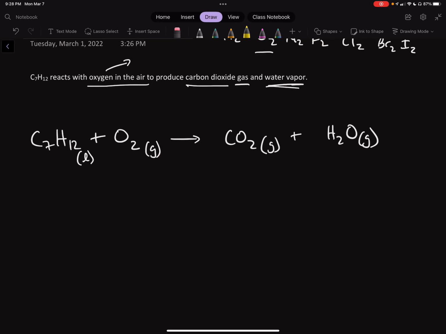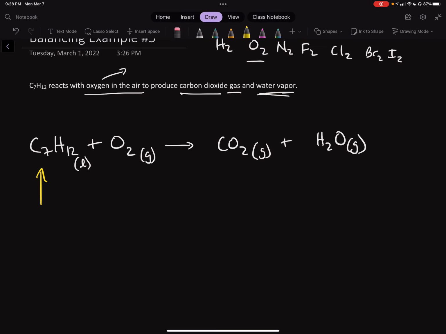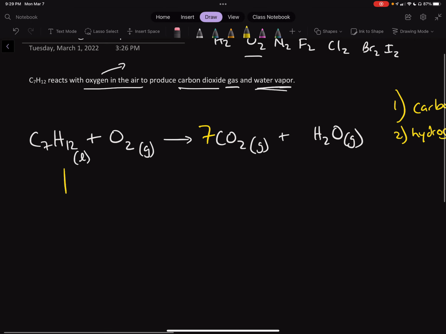But step 1 is just to balance the carbons. So we look on this side, we see we have 7 carbons, means we're going to need to put some sort of coefficient right there. And since there's just 1 carbon, a 7 in front of CO2 makes sense for that. So that is step 1. And I'll write my steps over here. So step 1 is balance the carbons. Step 2 is going to be balance the hydrogens. So since I see we have 12 hydrogens right there, and there's 2 in H2O, that means I would want to put a 6 in front of the water, so that gives me 12 hydrogens on both sides.